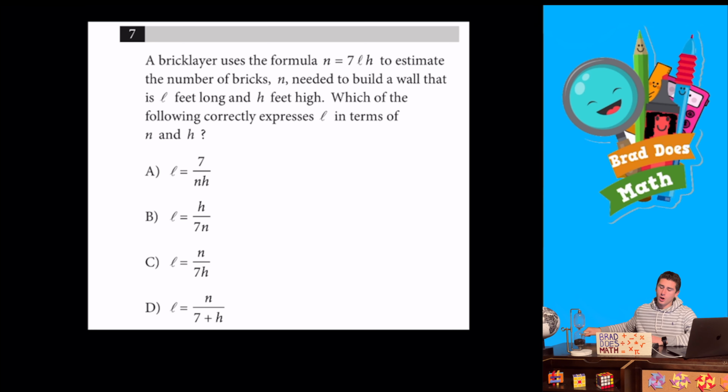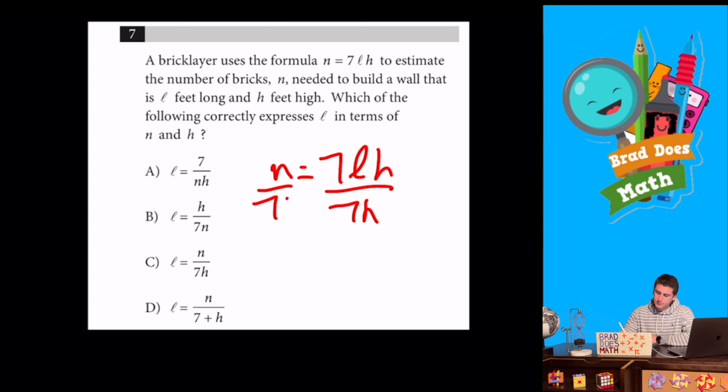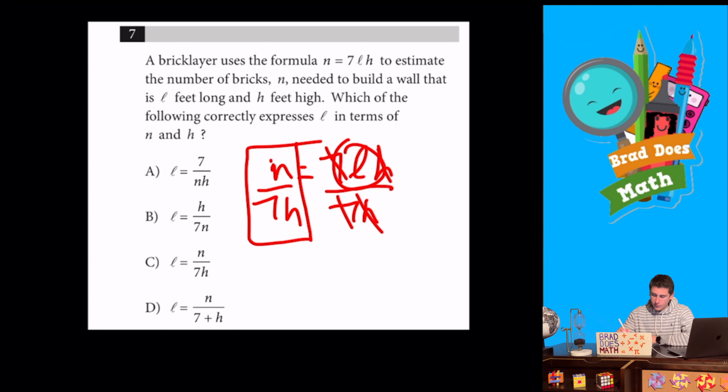Okay, number 7. A bricklayer uses the formula N equals 7LH. So now we need to solve for L. So what we need to do here is divide both sides by 7h. That way we have L all by itself. The 7's cancel, the h's cancel, and we just have L equals N over 7h. I know my h's kind of look like n's, but that one's an h. We divided by 7h. So the answer here should be C.